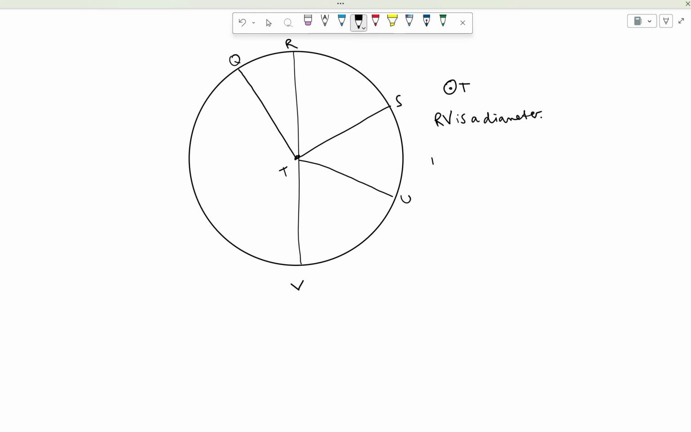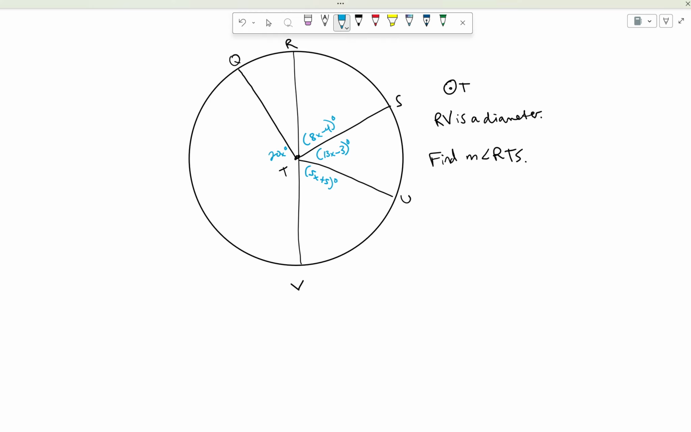And then we're going to find the measure of angle RTS. How are we going to do that? Well, here's what we're given. We have 8x minus 4 degrees here, 13x minus 3 degrees here, and 5x plus 5 degrees for angle UTV. And for QTV, I have 20x degrees.